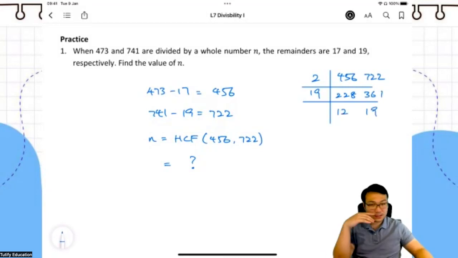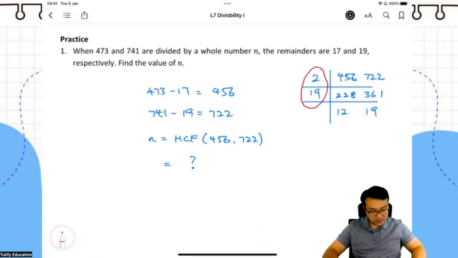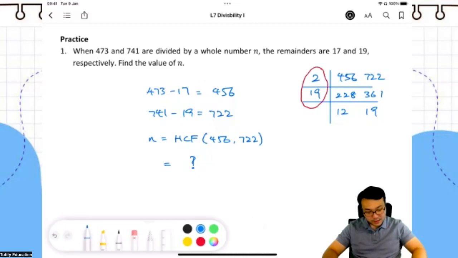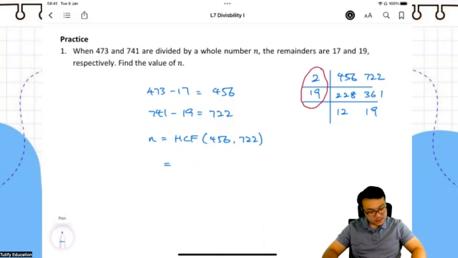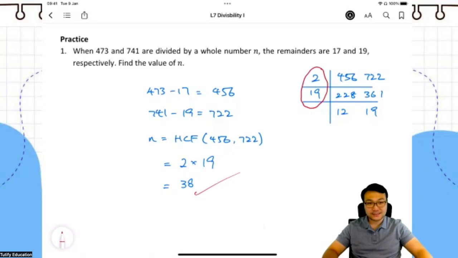Can I continue dividing it? No. Okay, so if we cannot continue dividing both of them, then we will stop here and use these two numbers to find the highest common factor. I just need to take them and multiply them together. And what is n? 38. Yes, Talia, very good. So how do you find it? Is this easy? All right, well done.